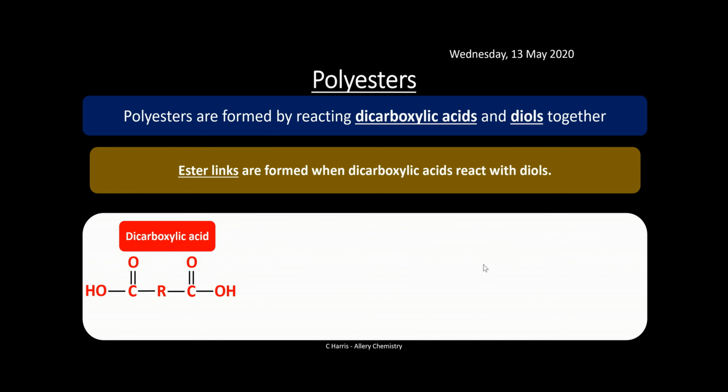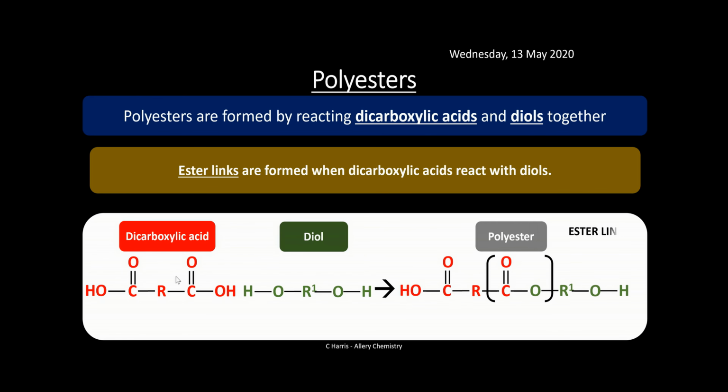So a dicarboxylic acid is, as it suggests, a carboxylic acid, but the word di means it's got two in there. So we've got two carboxyl groups either side of an R group in the middle there. So this is a dicarboxylic acid. And then we have a diol, which is basically an alcohol with two OH groups either side. And so when we react them together, we form our polyester.